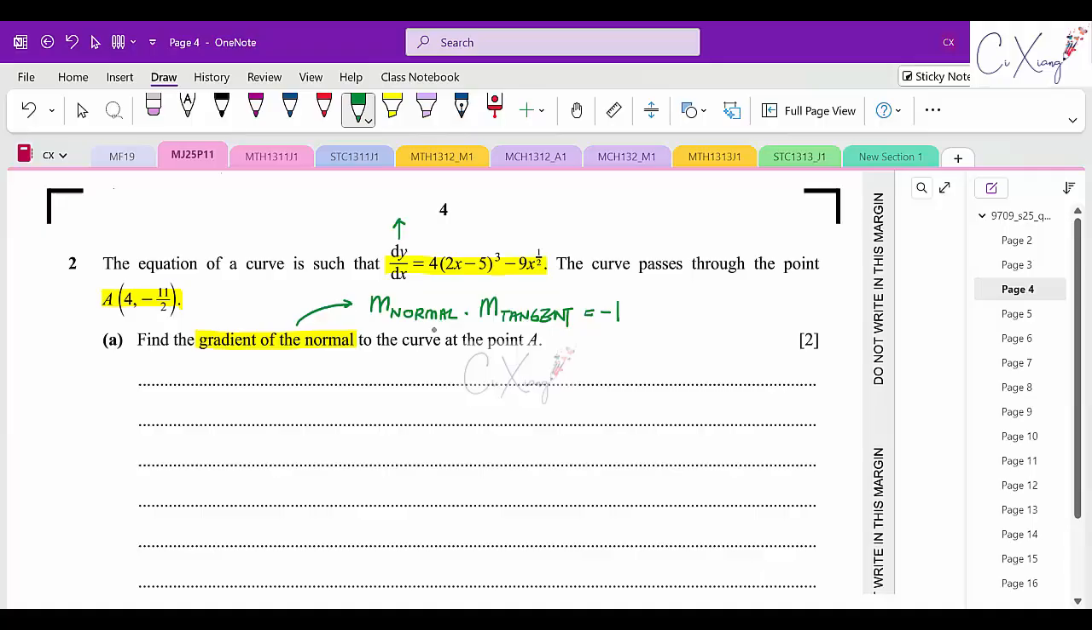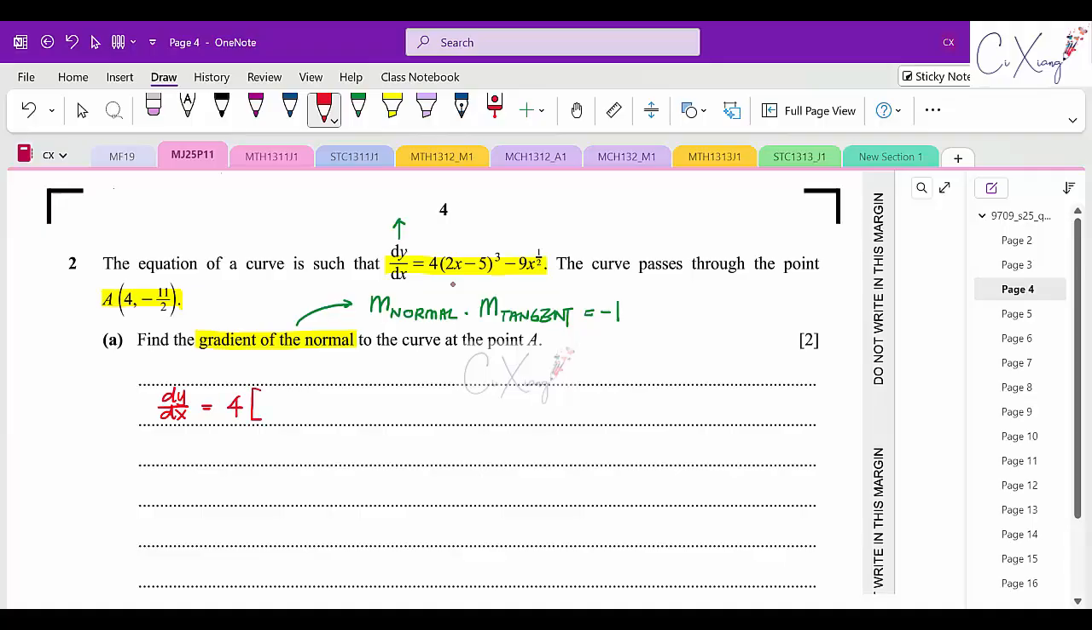And to continue and get the gradient of normal, we need to find the gradient of tangent first, which is not too hard because we can get the gradient of tangent from the dy dx. Alright, so let's start. I want to get the dy dx for the equation at the point A, because for this question they're asking for point A as well. So for point A, the x coordinate is 4, y coordinate is negative 11 over 2, right? I substitute the 4 into my dy dx equation.